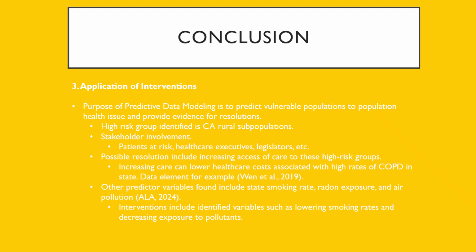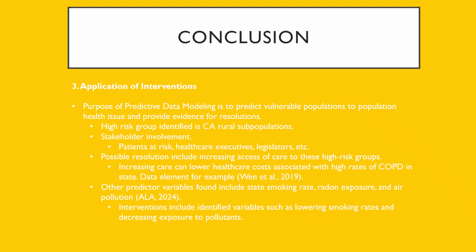The third step, application of interventions, include the purpose of predictive data modeling, which is to predict vulnerable populations to the population health issue and provide evidence for resolutions. In this case, the high-risk group identified is California's rural subpopulations. Some stakeholders are patients at risk, healthcare executives, and legislators. A possible resolution could include increasing access of care to these high-risk groups. The evidence include that increasing care can lower overall healthcare costs associated with high rates of COPD.